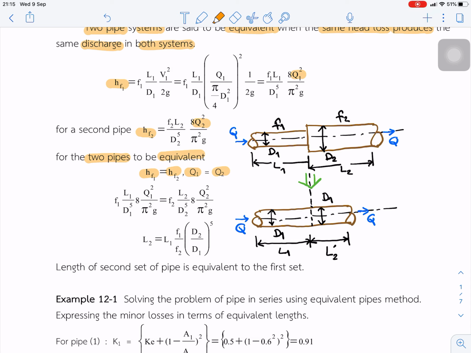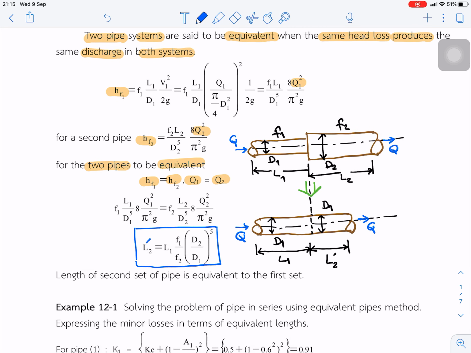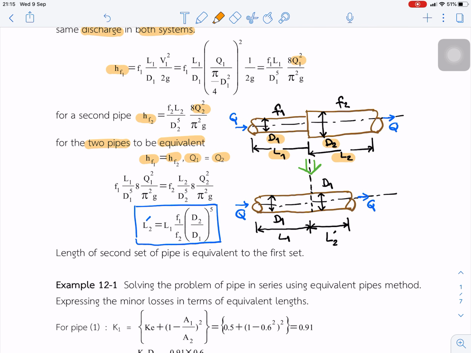And finally, we can write the equation for L2. In this case, we can say the L2 prime is shown in this figure. We have two sides with diameters D1 and D2, and lengths L1 and L2. Next, we can convert from the D2 diameter into D1 using L2 prime, using the equivalent pipe method. The length of the second set of pipe is made equivalent to the first set.